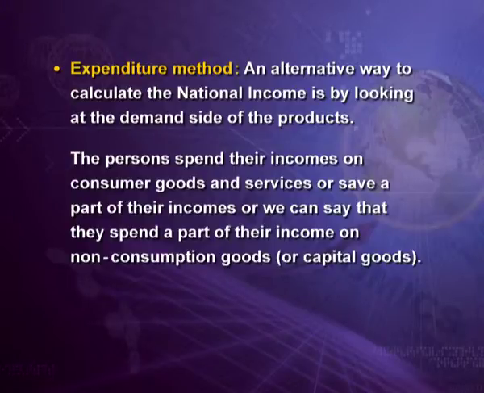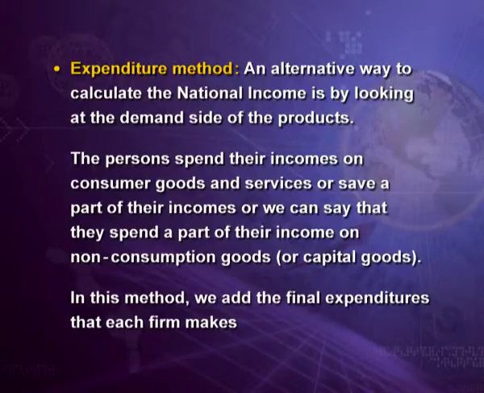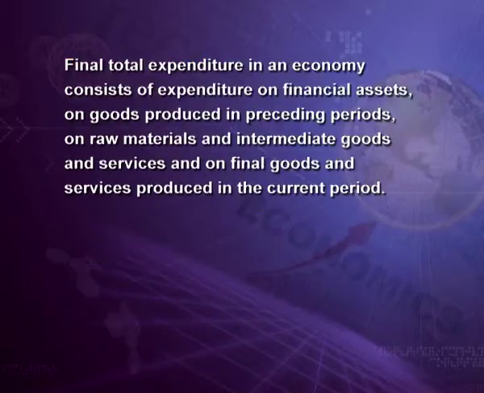The persons spend their incomes on consumer goods and services or save a part of their incomes, or we can say that they spend a part of their income on non-consumption goods or capital goods. In this method, we add the final expenditures that each firm makes. Total expenditure in an economy consists of expenditure on financial assets, on goods produced in preceding periods, on raw materials and intermediate goods and services, and on final goods and services produced in the current period.